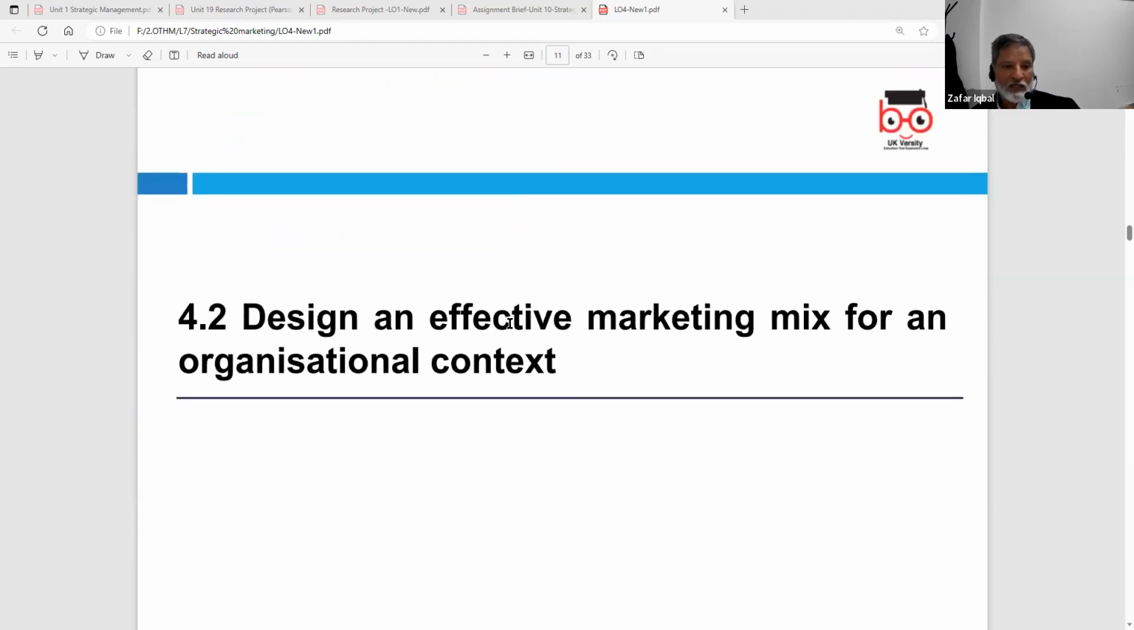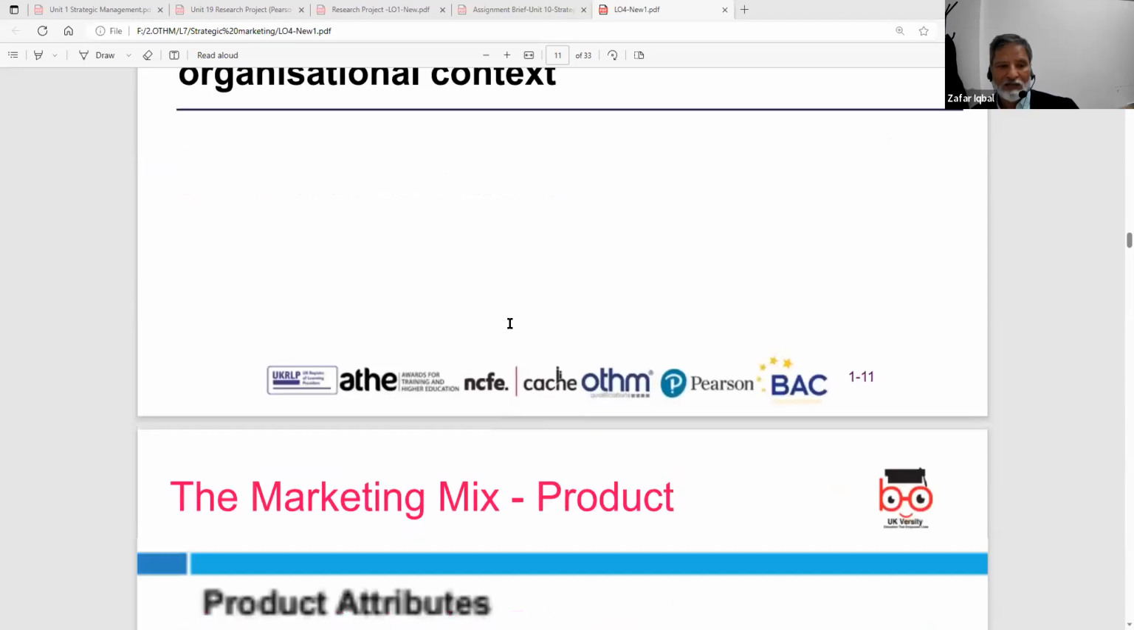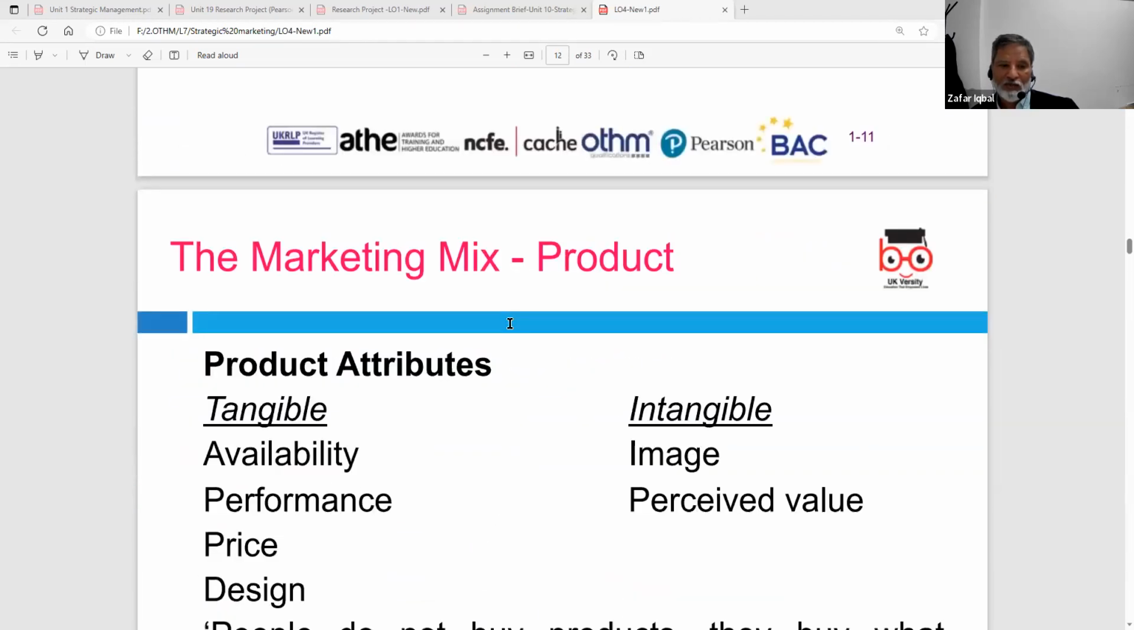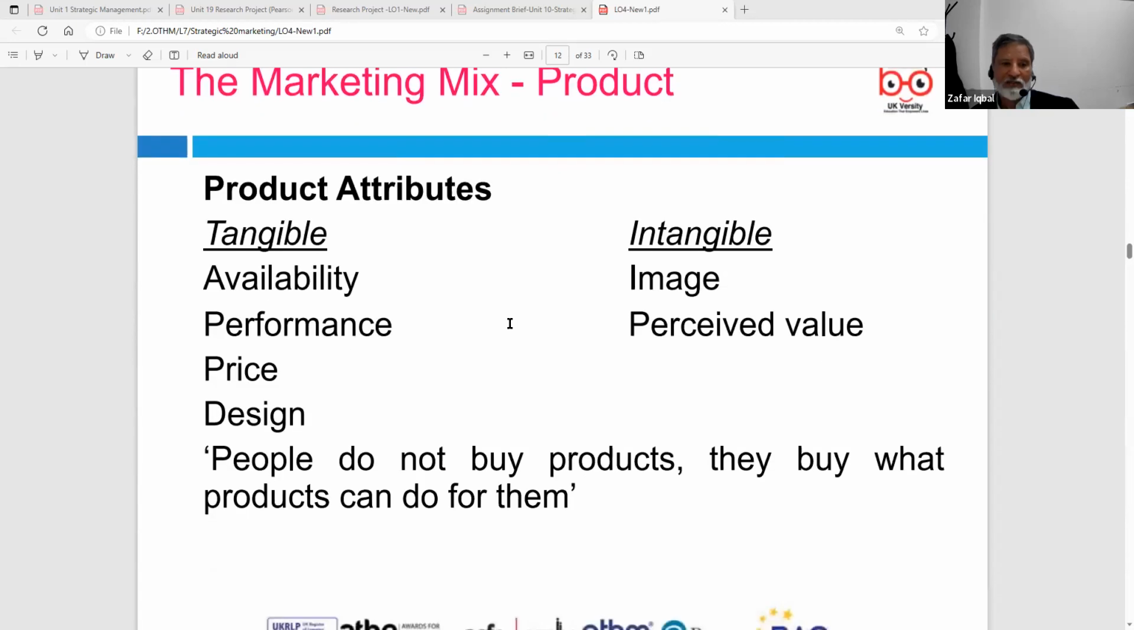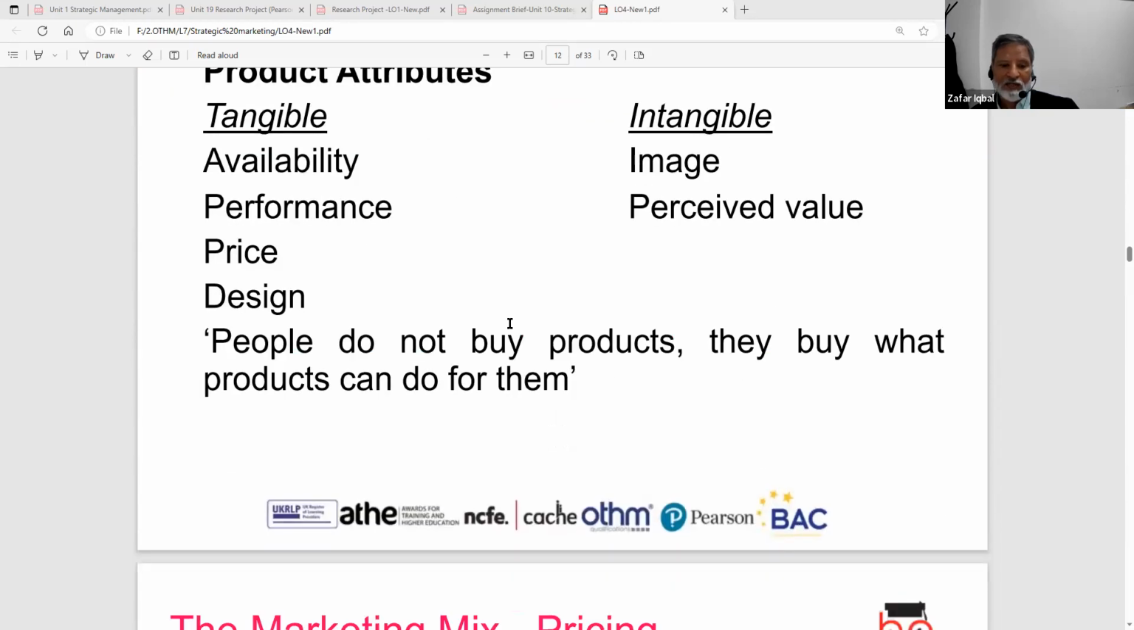Okay. Second, when we're looking at 4.2, when we're designing an effective marketing mix for an organizational context, we need to make sure that the marketing mix of a product or a service is right.